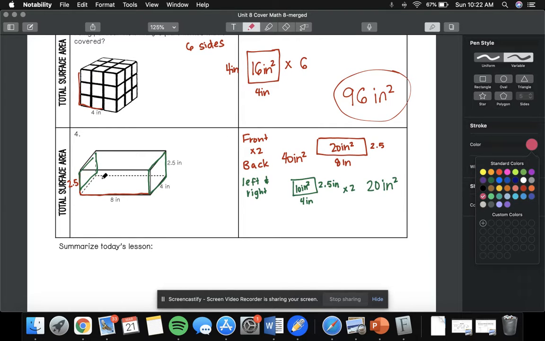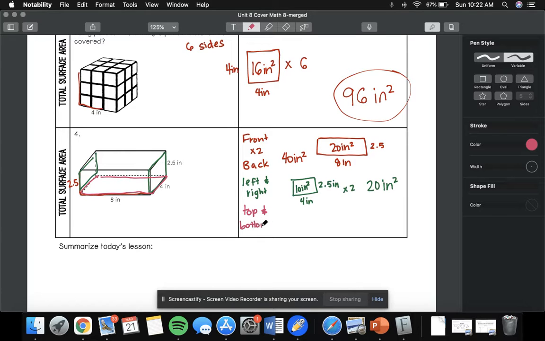Okay. Finally, we have the top and we have the bottom. So at the bottom, I see that it's 8 inches long and it's 4 inches up. So 8 by 4 would be 32 square inches. But again, I need to double it because we also have the top of this. So that would be 64 square inches.